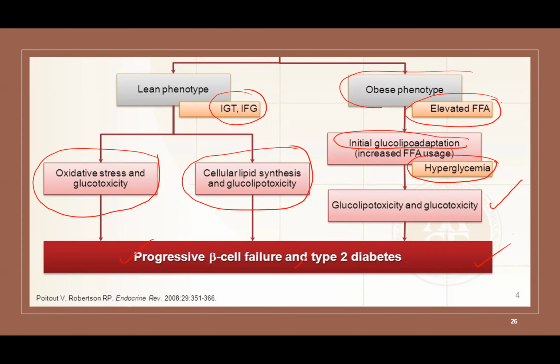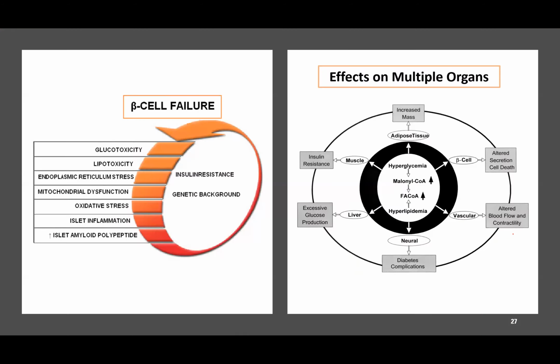Either way, the lean type will not have elevated free fatty acids. It is mainly hyperglycemia, either postprandial or fasting, that drives the car. Whereas when somebody is obese, it is not just that the glucotoxicity is more, but the lipid also comes into the picture. Together they cause the problem.